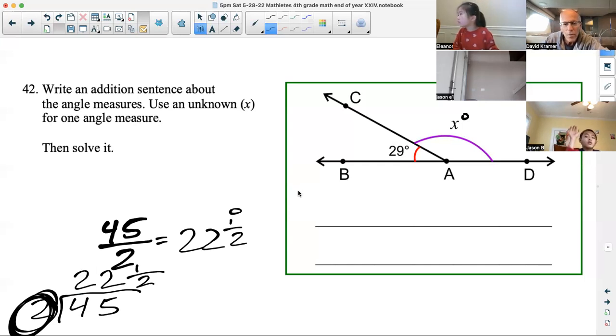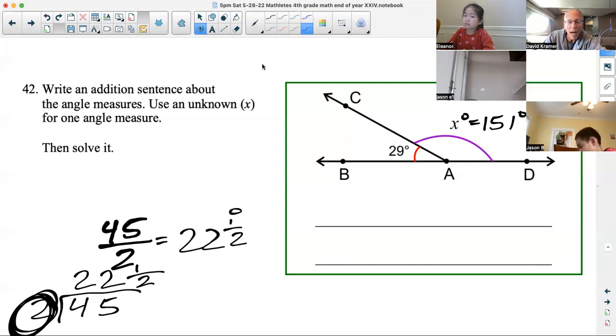Okay, Jason, what do you think? 151. You have to tell me how you got that. So I know angle BAC is 29. So 29 is close to 30. So I just have to subtract 30 from 180 and then add 1. So I subtracted 30, 150 plus 1 equals 151.